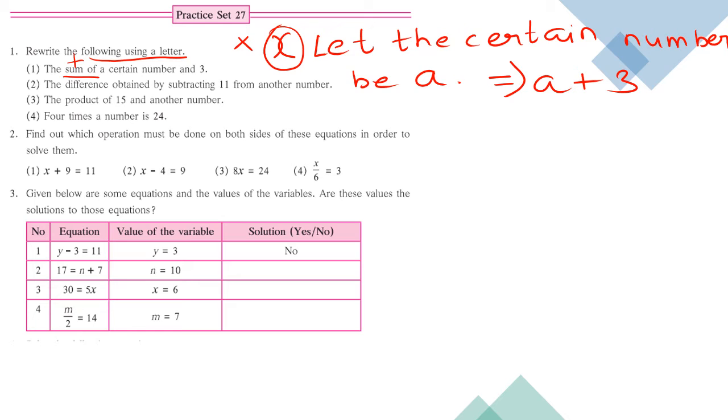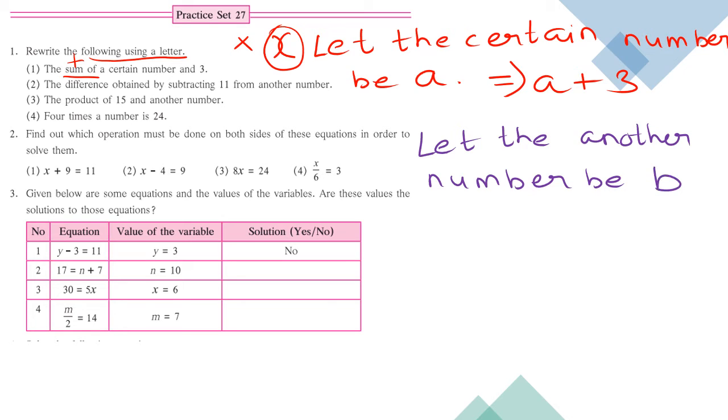The difference obtained by subtracting 11 from another number. Let the another number be b. And you can highlight b like this, a also. So difference obtained by subtracting 11 from another number. 11 from another number, this is important. From another number means b minus 11.